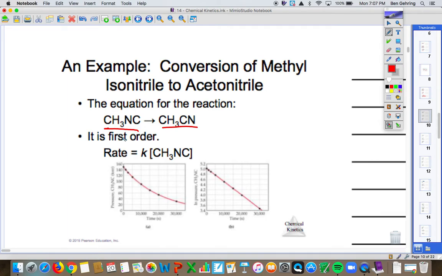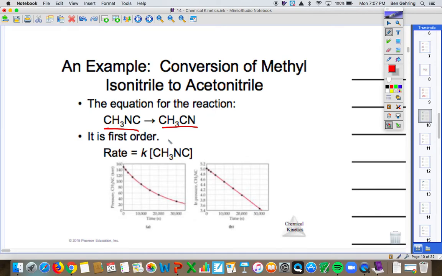Because it's first order, my rate is going to be equal to k times my concentration of methyl isonitrile. And so we can look at this. If I just look at concentration changes, I'm going to get this nice sloped graph because it's changing. It's not the same rate the entire time. As you have less concentration of your reactant, your rate slows down.